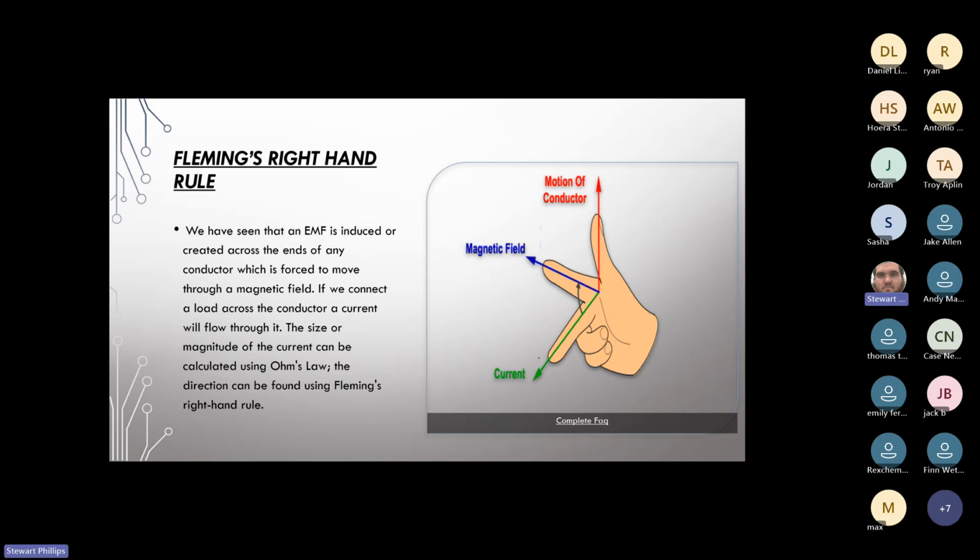Trying to find a good picture of a single wire generator to show you guys what I am talking about.